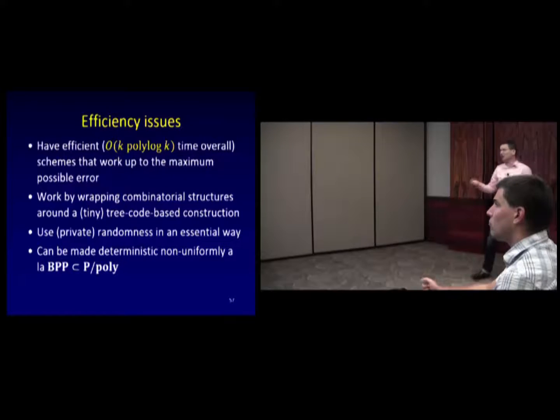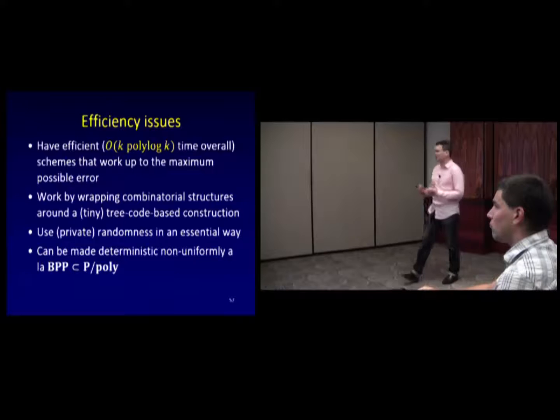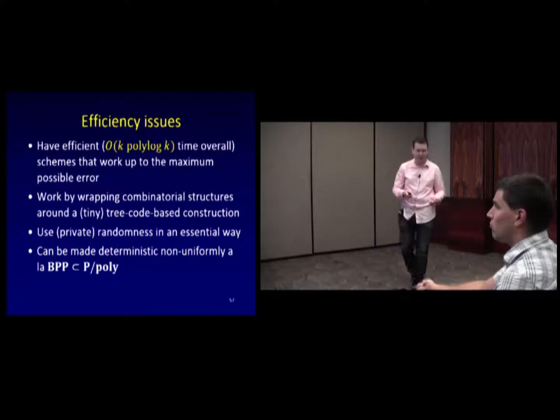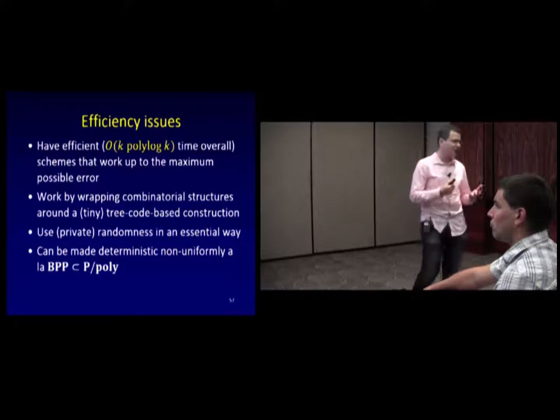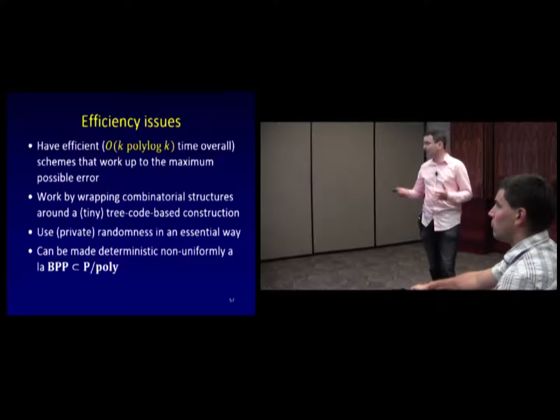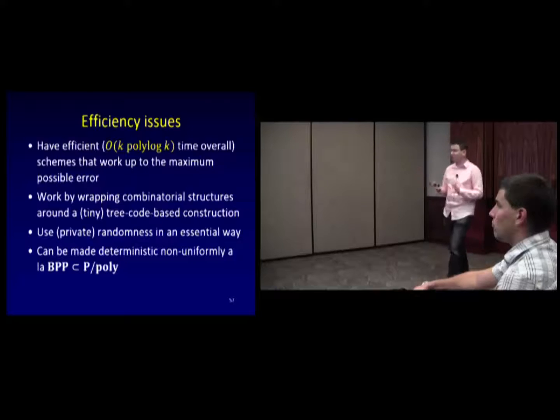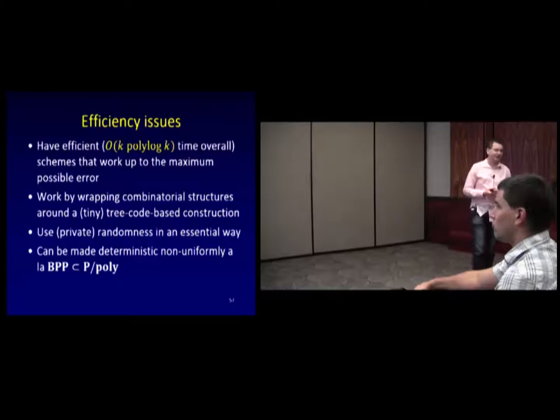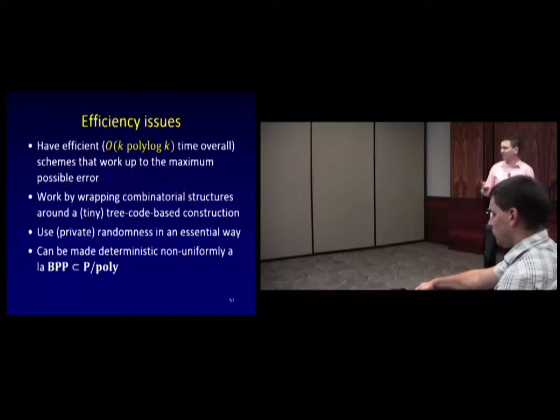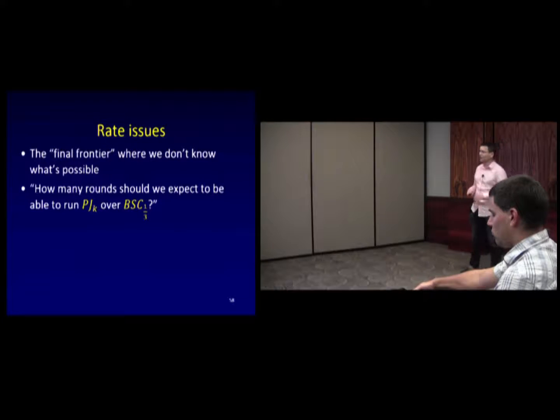And they use randomness. They can be made deterministic in a non-uniform way, in the same way you prove that BPP is in P/poly. But it's completely unclear how to make them really deterministic, as in, I don't know, using explicit hashes or anything like that.